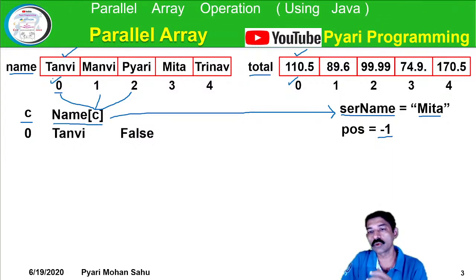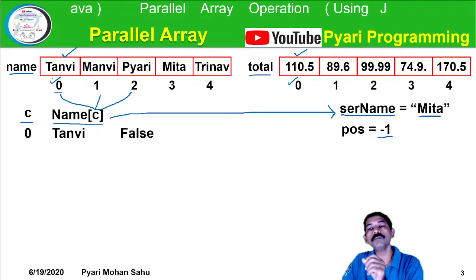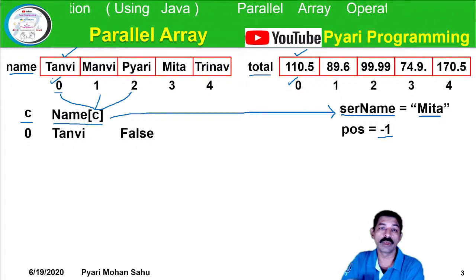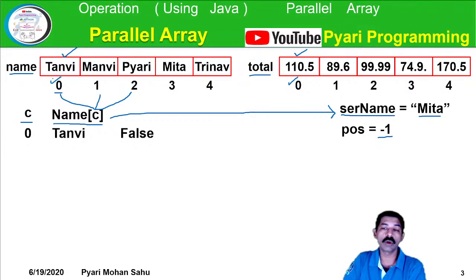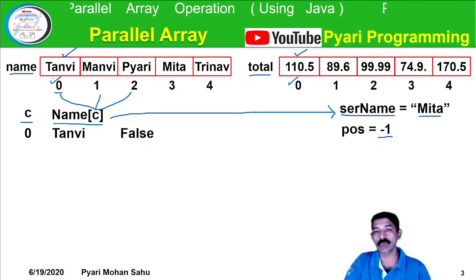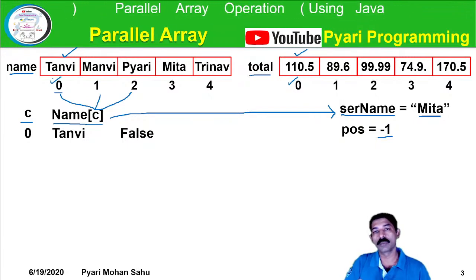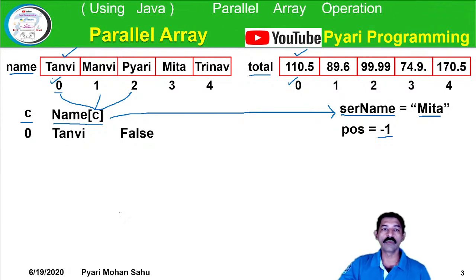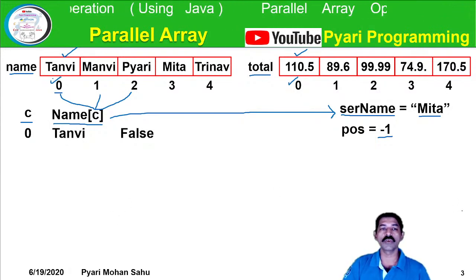Now the next question arises that if I am going to use compareTo, I have to check it with 0, because if both the strings are equal, it is equivalent to 0. It is clumsy, it is a headache. So better you use the equals function. Now look at this. Tanvi is not equal to Mita, that's why it is false.